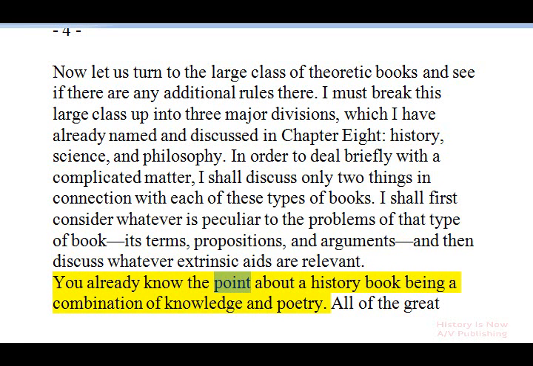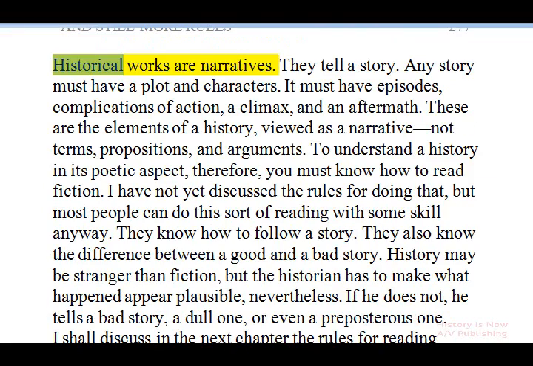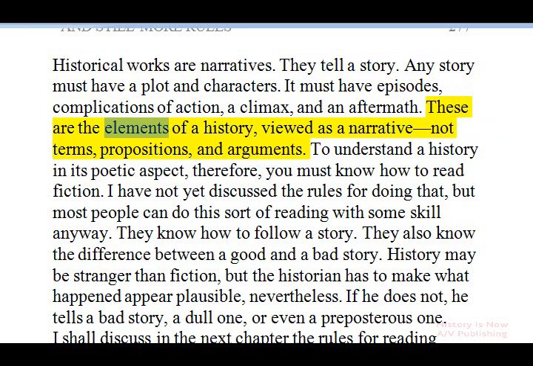You already know the point about a history book being a combination of knowledge and poetry. All of the great historical works are narratives. They tell a story. Any story must have a plot and characters. It must have episodes, complications of action, a climax, and an aftermath. These are the elements of a history, viewed as a narrative, not terms, propositions, and arguments.